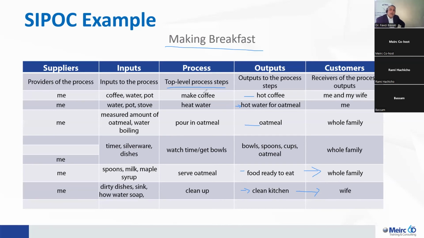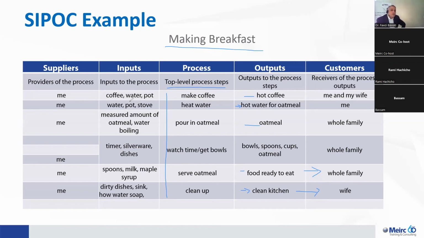Now we go back and then we have the listing. So making coffee, heating water, pouring oatmeal, watching time, getting bowls, serving oatmeal, clean up. So these are the high level activities that should happen. Now you could have them in another format, like a visual format.